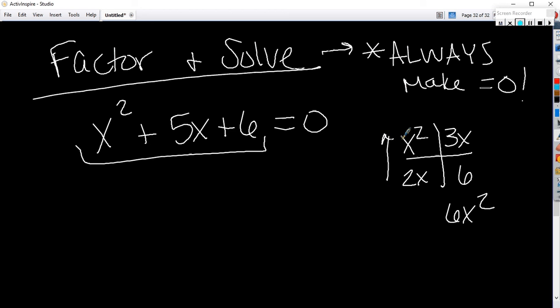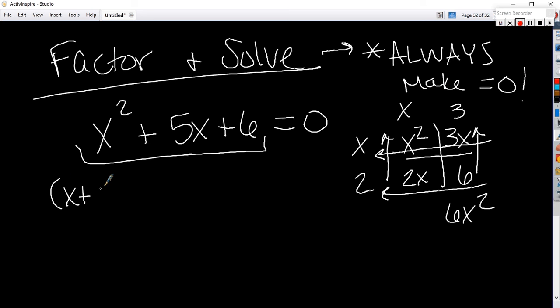GCF? 1 what? X. GCF? 3. GCF? 1 what? GCF? 2. Why doesn't that one get an X? 6 doesn't have an X to give. Alright, so I've got X plus 3, and I'm running kind of quickly through this one because this one is review.